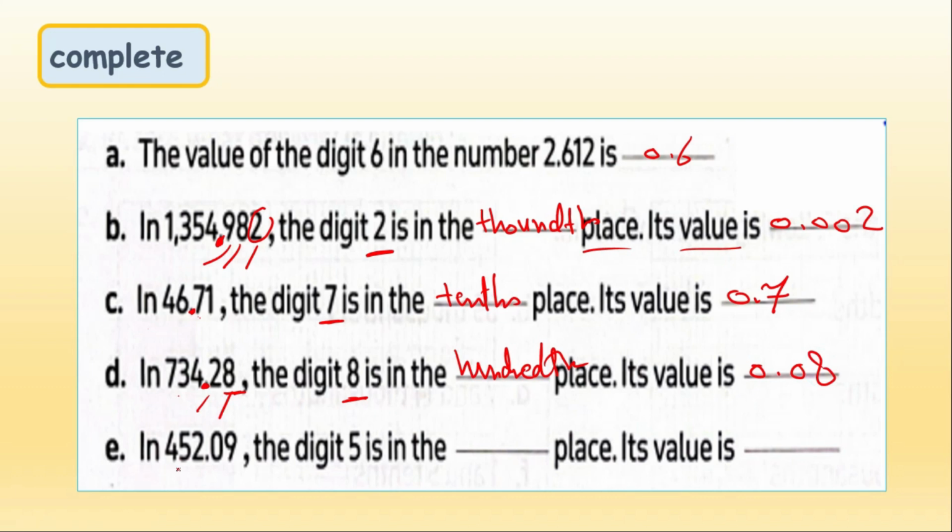Okay, in 452 and 900ths. Digit 5 in which place? 5, you see where the 5 is? Here is the decimal point, so it is before it, so in the whole part. Here in ones, here in tens, so in tens and its value is 50. Okay.